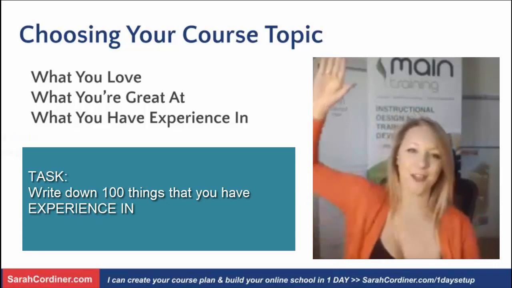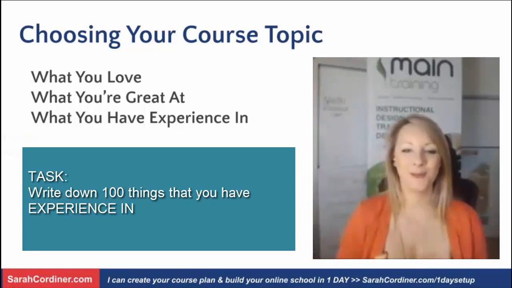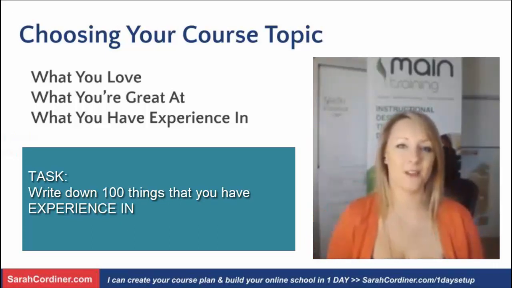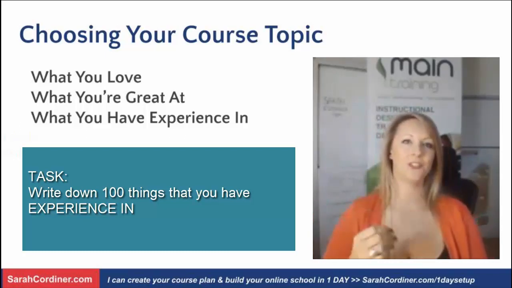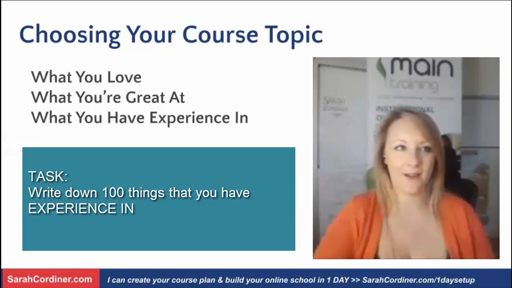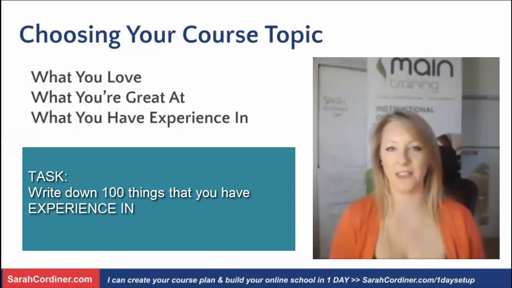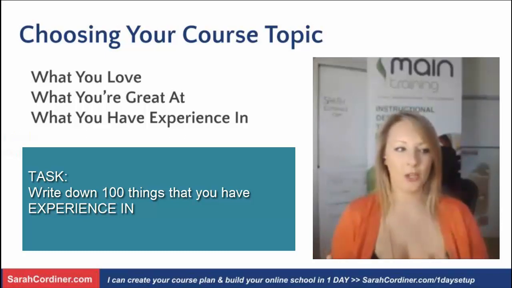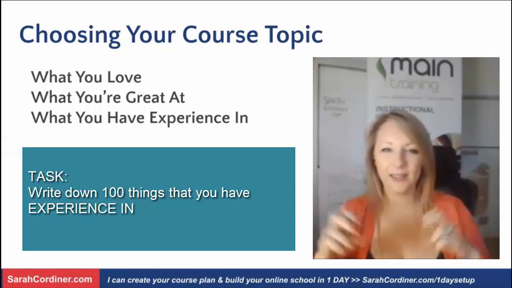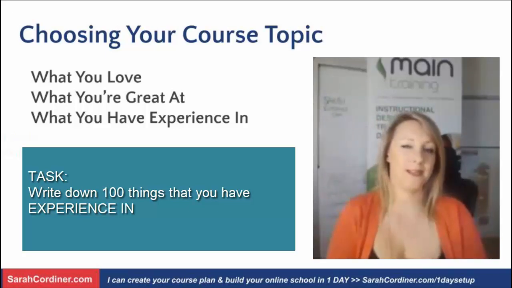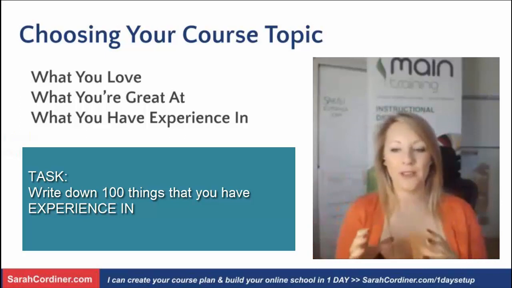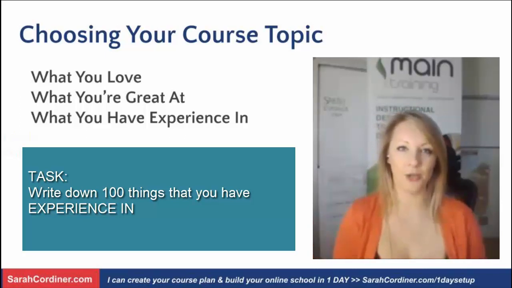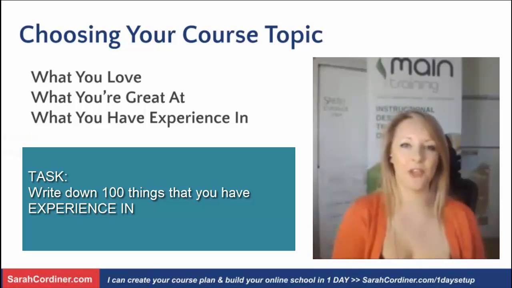Then I want you to write a third column. The third column is everything you have experience in. So this is stuff that you have done in a job. It might be stuff that you've done voluntarily, maybe stuff that you've done as part of your business, but something that you actually have experience in. Now, when you have been there and done it, not only does that give you more credibility, it gives you more relatability with your audience. So it's really, really important for you to pick something that you've been through.